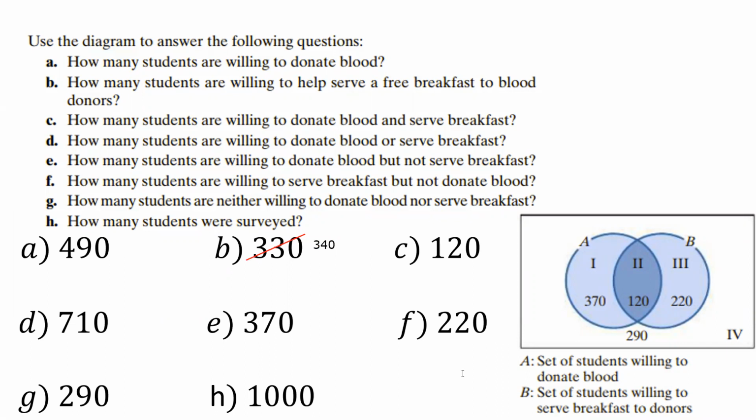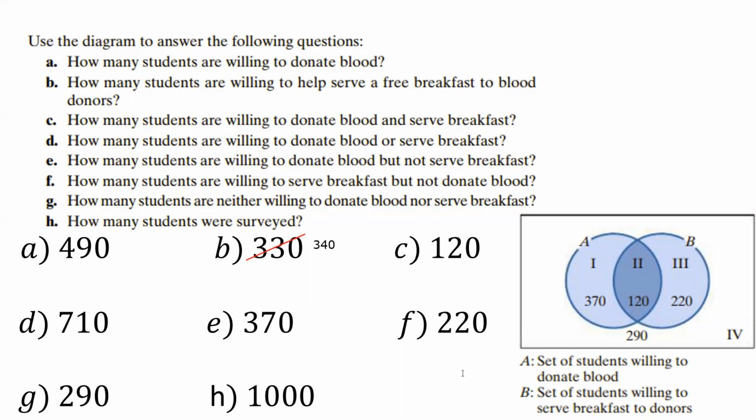How many students, D is asking, are willing to donate blood or serve breakfast? So I talked to a couple of students last class period about this idea of "or." In the English language, we're pretty loose about that definition of "or." Some people use "or" in the strict sense of you either do A or you do B, but you're not allowed to do both. Some people think you can do A or B or both. Those are all kind of true. And in mathematics, we use that second definition, that it could be in set A, it could be in set B, or it could be in both sets. So to figure that answer, we just add all of the numbers in the circles. So 370 plus 120 plus 220 gets me 710.